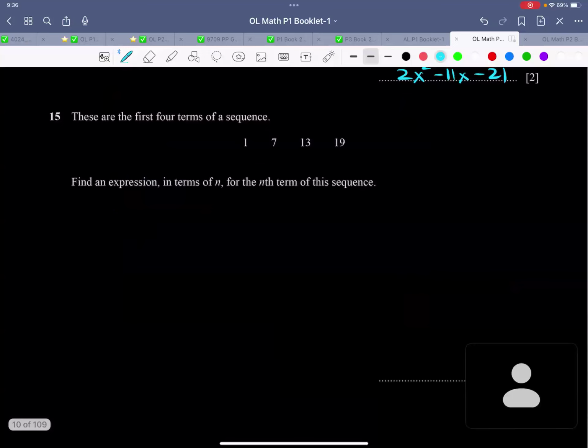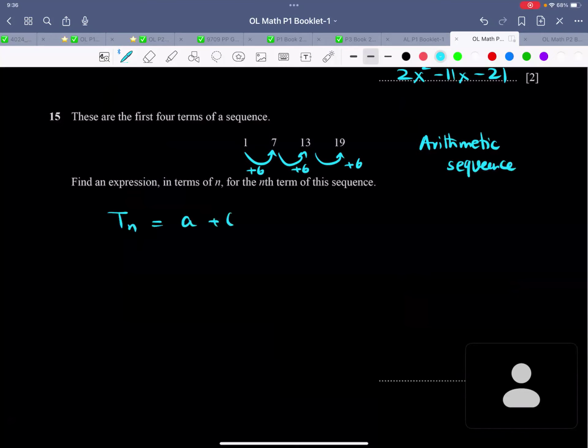Question 15, the first 4 terms of a sequence. 1, 7, there is an addition of 6. There is an addition of 6. There is an addition of 6. That means this is an arithmetic progression or arithmetic sequence. The term formula is a plus n minus 1 into d. What is a? That is the first term.